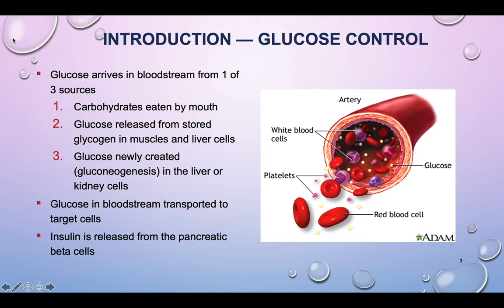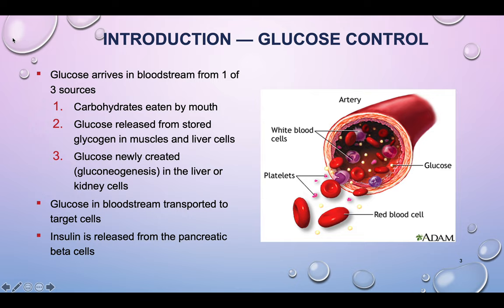So say I'd used up all of my resources, my liver could then create some glucose for me by gluconeogenesis. Glucose in the bloodstream is transported to target cells. Every cell in the body needs glucose for energy. The brain especially needs glucose for energy. And then insulin is released from the pancreatic beta cells.